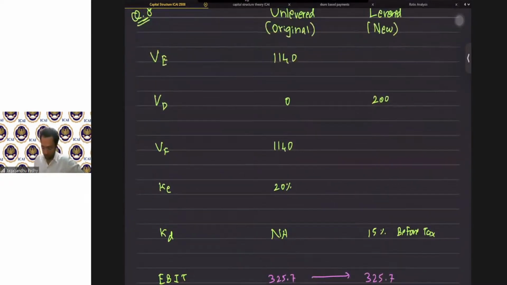Taxation, subtracting 30%, that should make it 207. Now, any idea, guys, how can I get the value of the firm over here and the value of equity over here? Any idea what we can do about the value of the firm and value of equity? How can we get them?